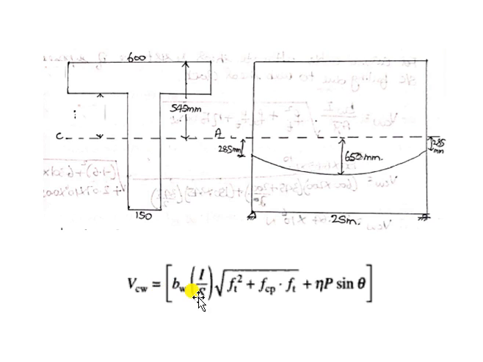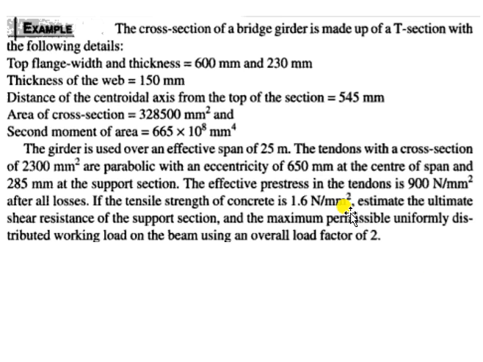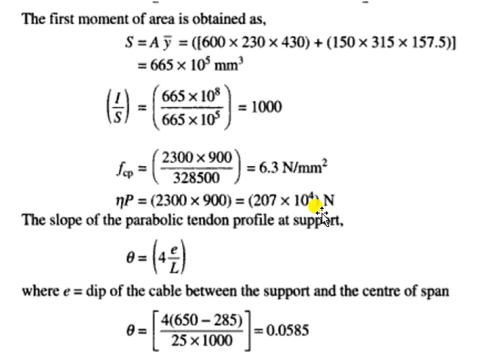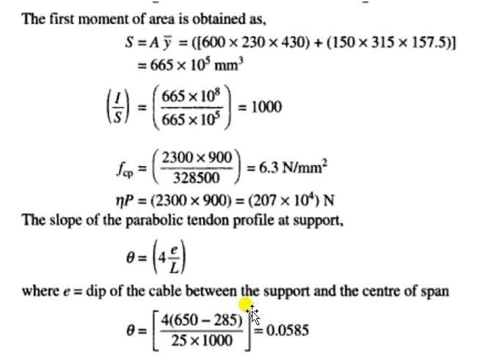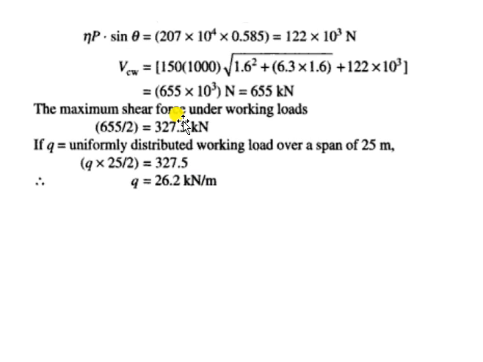So we calculated this ratio, that is I by S. We calculated FCP, we calculated what is eta P, and also we have calculated what is theta. And FT, the tensile stress in the member, is given in the question. See here, the tensile strength of the concrete is 1.6 Newton per mm square. So now we know all the values of this formula. So substitute the values in the given formula.